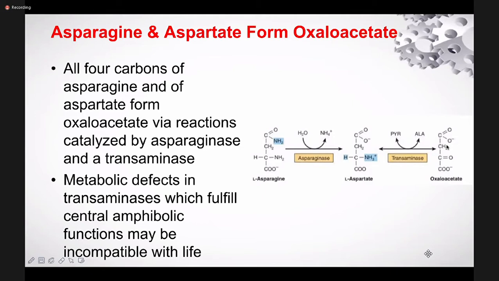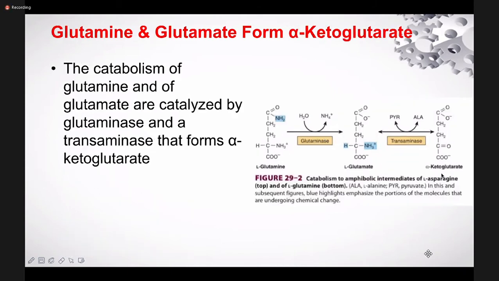Metabolic defects involving this transaminase are actually incompatible with life. Maybe that's why there is no known case of a defect in this transaminase, because it is incompatible with life. So that's just 2 steps from asparagine back to oxaloacetate. Again, next, glutamine and glutamate.